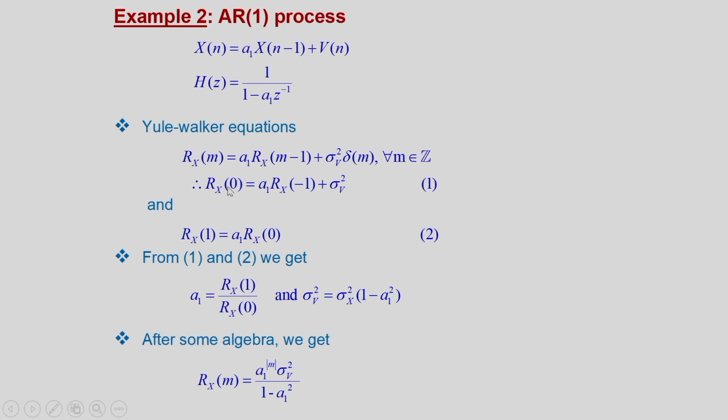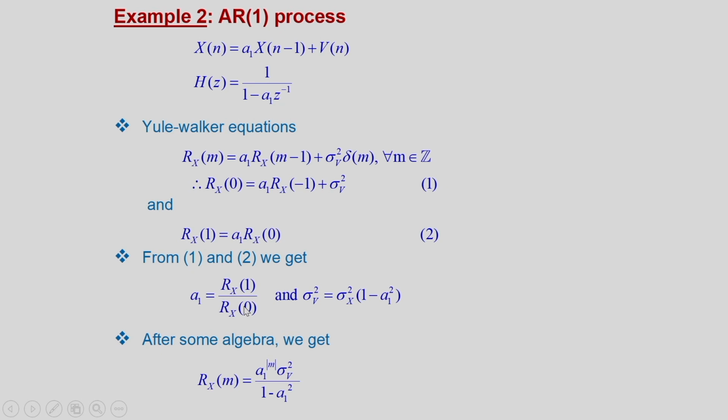And Rx(0), therefore, if we put m equal to 0, will be equal to Rx(-1) plus σv². And the second equation, Rx(1) is equal to a1 Rx(0), when we put m equal to 1. But we know that Rx(-1) is also equal to Rx(1). From 1 and 2, we will get a1 equal to Rx(1) divided by Rx(0). This is the value of the AR coefficient a1.